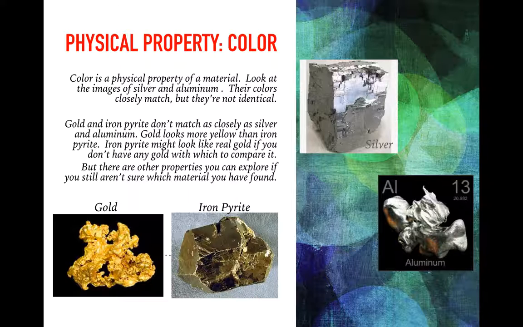Gold and iron pyrite do not match as closely as silver and aluminum. Gold has a more yellow color than iron pyrite. However, if you did not have any real gold to compare it to, you might mistake iron pyrite for gold. For this reason, we will need to look further at other properties to tell the difference between gold and fool's gold.